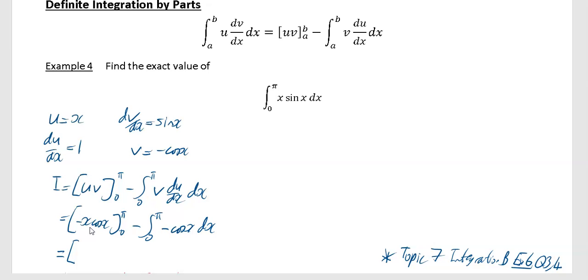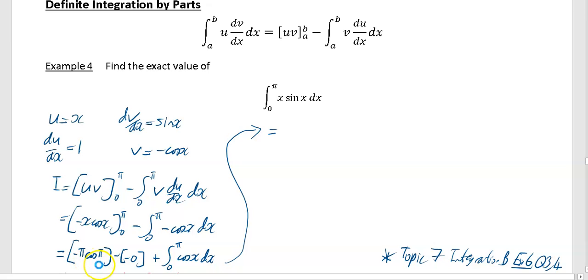First bit, we put in the pi. You'll have minus pi times cos pi, and then that's going to be minus of minus 0, so it doesn't matter what it is. And then the integral was minus minus, we'll make it a plus, so plus the integral of cos x dx, and that's between 0 and pi. I have run out of space here. I'll just go on up to the top and finish this off. So this is me just sorting this out.